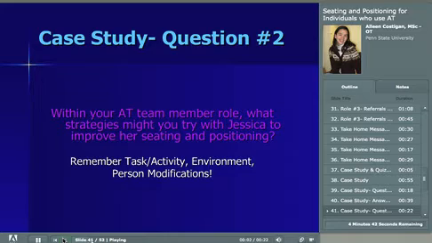Question 2. Within your role as assistive technology team member, what strategies might you try with Jessica to improve her seating and positioning? Remember that you can make modifications at the task or activity, environment, and person level. Jot down some ideas before you advance to the next slide.